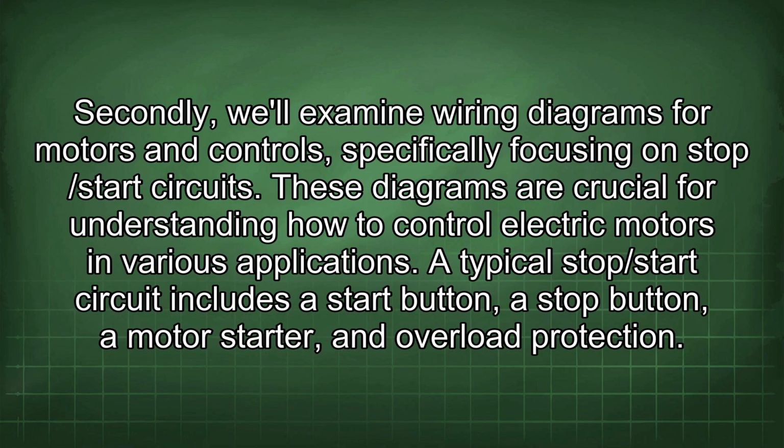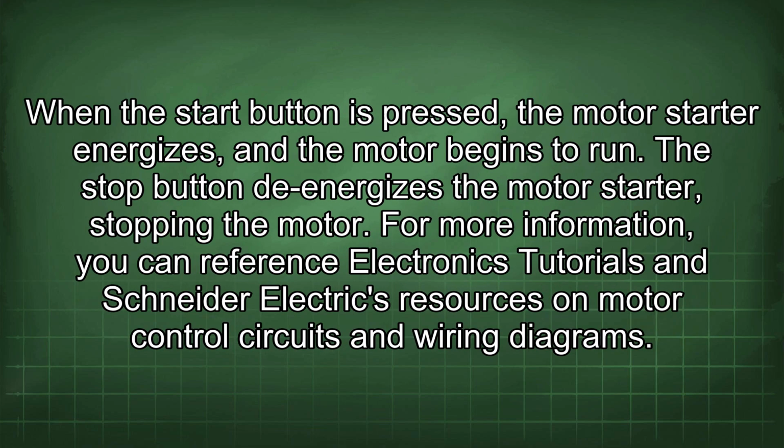Secondly, we'll examine wiring diagrams for motors and controls, specifically focusing on stop/start circuits. These diagrams are crucial for understanding how to control electric motors in various applications. A typical stop/start circuit includes the start button, a stop button, a motor starter, and overload protection. When the start button is pressed, the motor starter energizes and the motor begins to run. The stop button de-energizes the motor starter, stopping the motor.